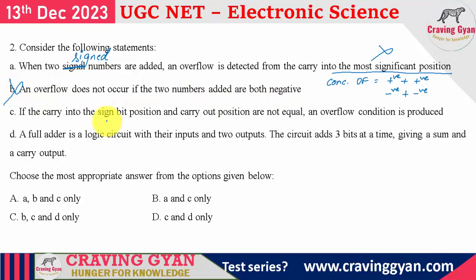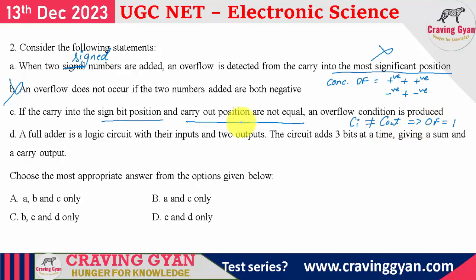If the carry into the sign bit position and the carry out of the sign bit position are not equal, an overflow condition is produced. Nothing but carry into is not equal to carry out, then overflow is set to 1. Overflow is set to 1.